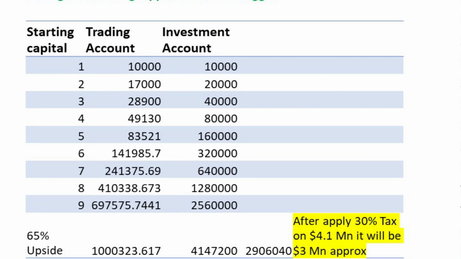Now if you apply tax on the investment account, obviously you have to apply the same amount of tax. If I apply 30% tax, even then the $4.14 million would get you $2.9 million after tax. But what is the trading account standing at after tax? It is at $1 million. So there is an outperformance of 3 times between the investing account and the trading account. Because tax plays an important role, it's interest on interest in compounding.